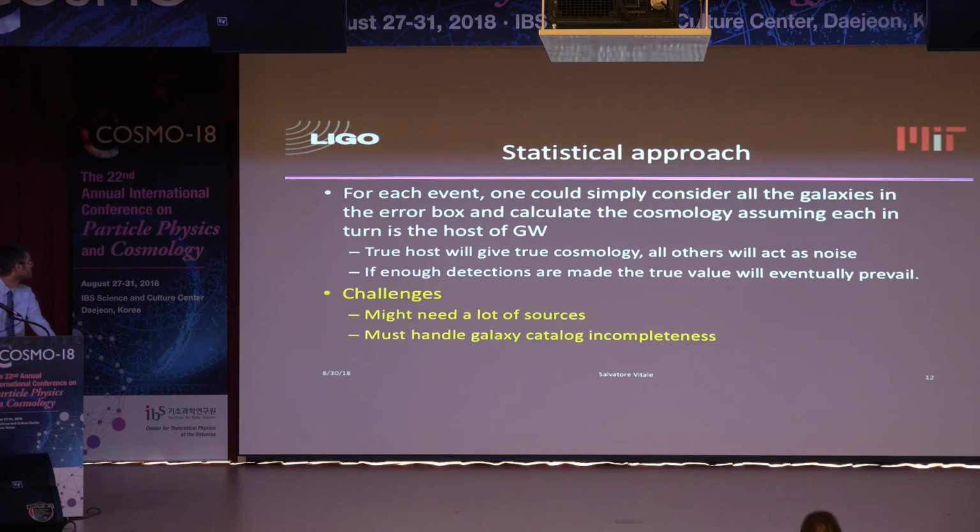All right. The statistical approach, as I told you: you just count all the galaxies, because you don't have a counterpart, so you don't know which one is the real one. You just take all of them. The true host will give you the true cosmology, and everything else will act as noise. As you get more and more events, the noise will average out, and the true value will prevail. The challenge is that this requires a lot of sources. And more importantly, it is very dependent on you being confident that your galaxy catalog is complete. This kind of method can be hit hard by galaxy catalog incompleteness.